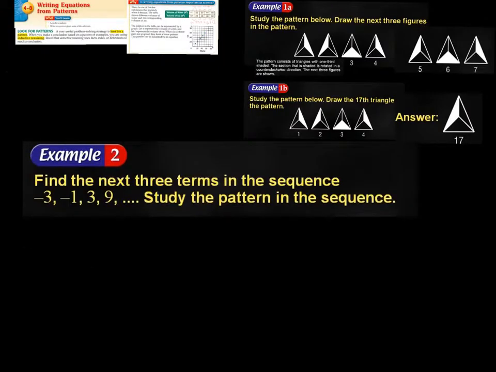For example 2, they want us to find the next 3 terms in the sequence. Well, how can we get from -3 to -1? I guess we could add 2. Adding 2 would only give me 1. I have to add 4, and I have to add 6. Aha, I see a pattern. I'm adding 2 more each time.